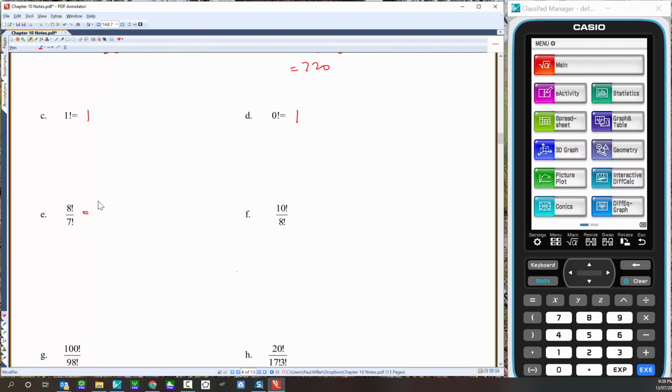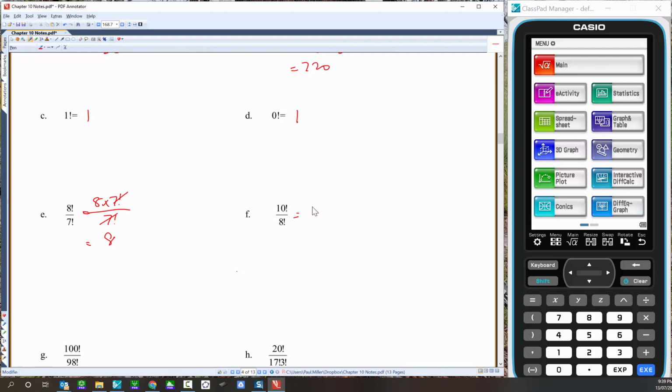Ooh, looks tough. Well, that's 8 times 7 times 6 times 5 times 4 times 3, etc. But wouldn't it just be 8 times 7 factorial over 7 factorial? Yes, it would. And notice that 7 factorial over 7 factorial will just cancel out. That's actually just a really complicated way of writing the number 8.